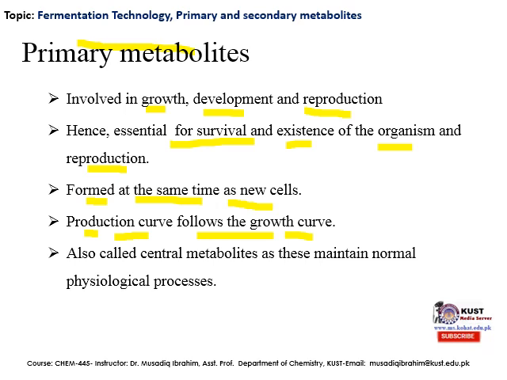Now these primary metabolites are also known as the central metabolites, as they maintain the normal physiological processes. Now the normal physiological processes include the DNA replication, the process of transcription, the process of translation. So if these primary metabolites are not present, then the survival and existence of the microbial cells is not possible, and therefore they are in the utmost need of the microbial cells.